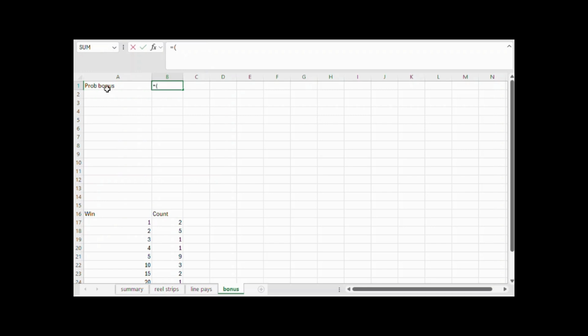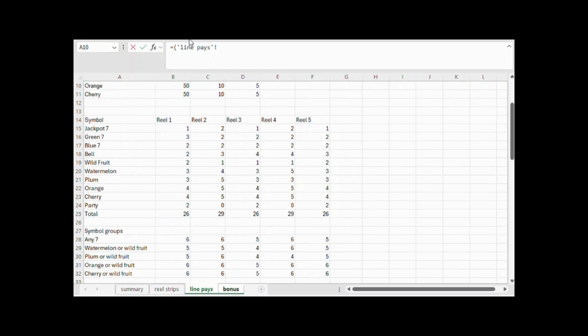So let's go over to the line pays sheet. It's going to be the number of times the party symbol appears on reel 1 times 3, because it can appear in any position on reel 1 because it's a scatter pay symbol, and then divide that by the total number of positions on the reel. I'm just going to hit enter to see what it looks like right now. So there's a 23.1% chance that it appears on reel 1.